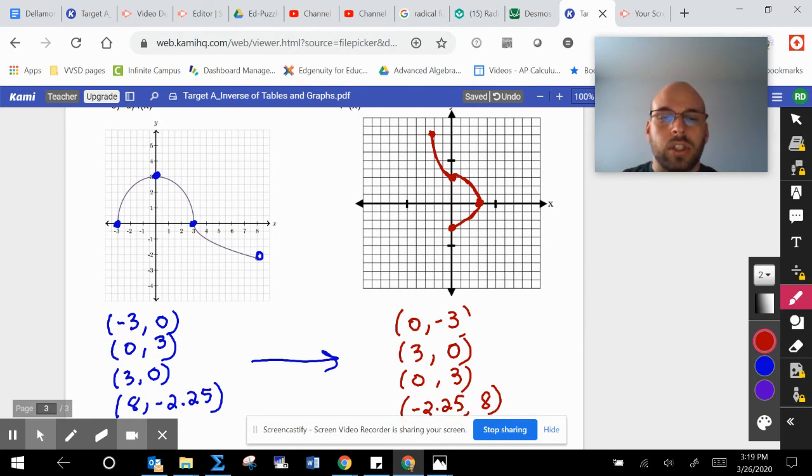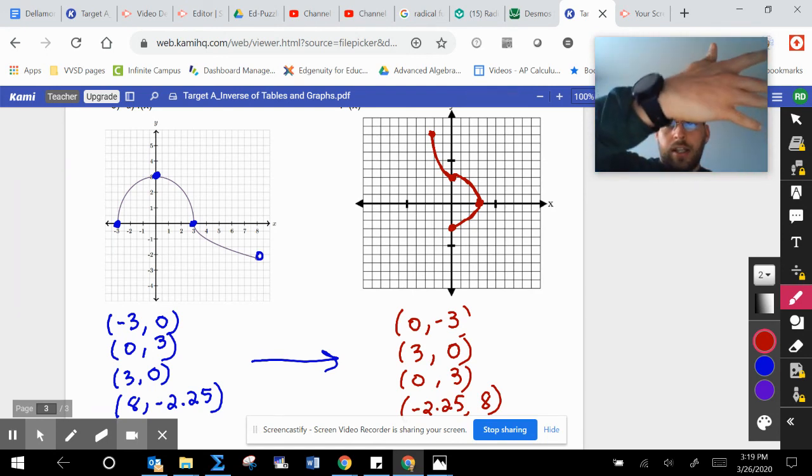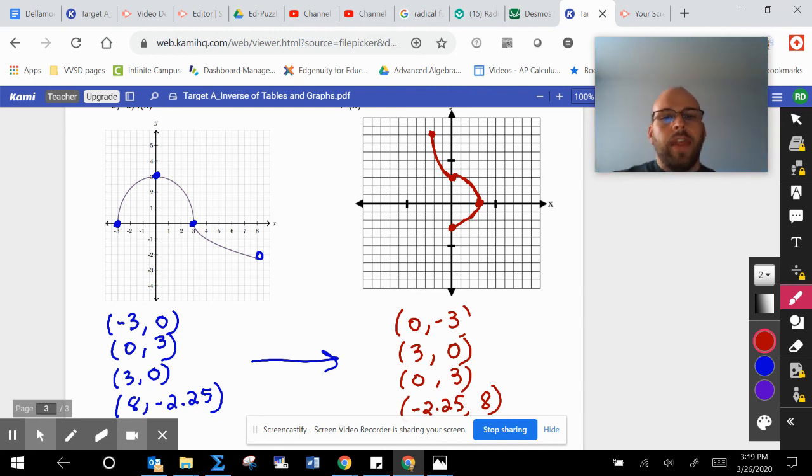Now, there is a relationship between the original function and the inverse. If you were to take the original function, rotate it 90 degrees clockwise and then do a vertical reflection, that will give you the graph of the inverse.